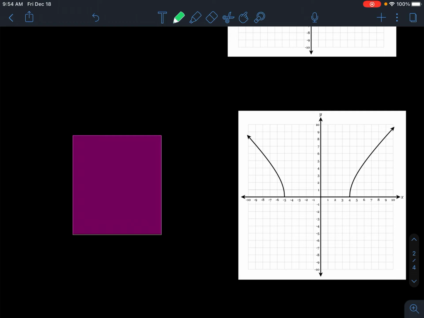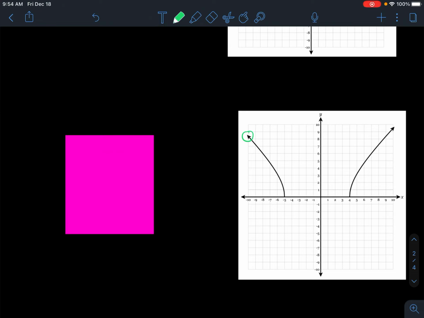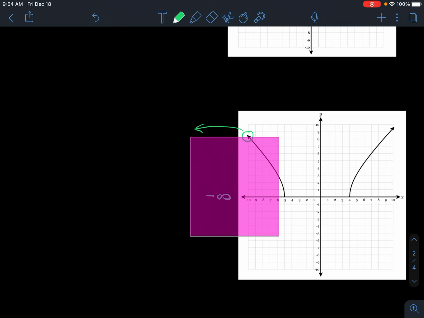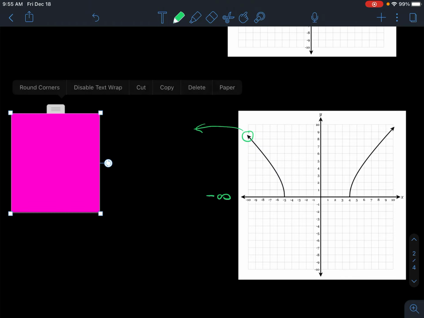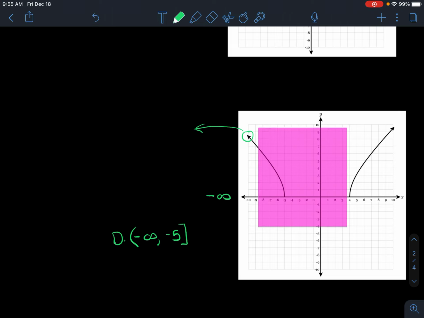Again, let's keep going. We'll do one more with domain, and then I'll talk about range. So this function is kind of weird, but again, it's going to go this direction indefinitely. So it's going to start at negative infinity, and then it's going to go, go, go, go, go until it reaches negative 5. Okay, so the first chunk of my domain is going to be negative infinity to negative 5. And because it hits negative 5, it does get a square bracket and then a curved bracket around the negative infinity.